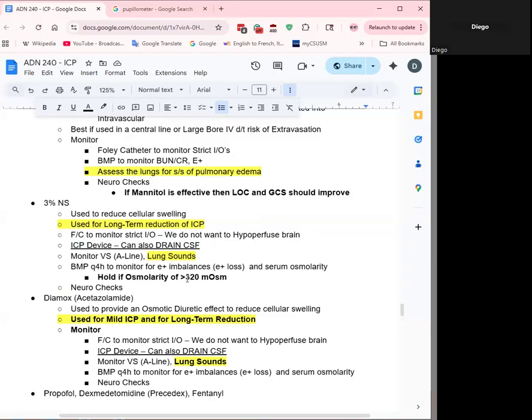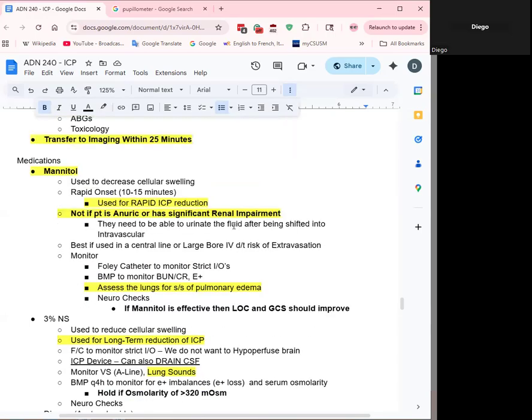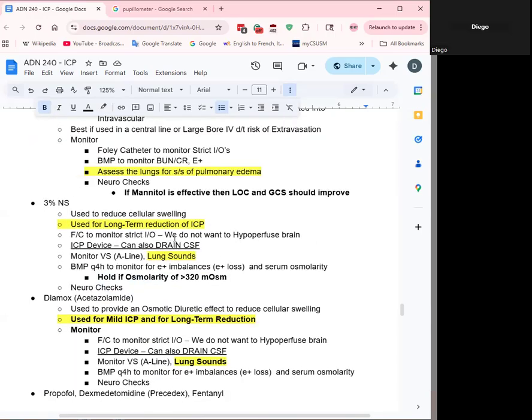This one in particular, they do an osmolarity draw. If there's too much osmolarity, it's meant to be held. But overall, these function very similarly in terms of the nursing assessments and nursing interventions. The main difference is whether they're for long term versus short term, and how effective they are. So the Diamox is more of a mild, long term thing.